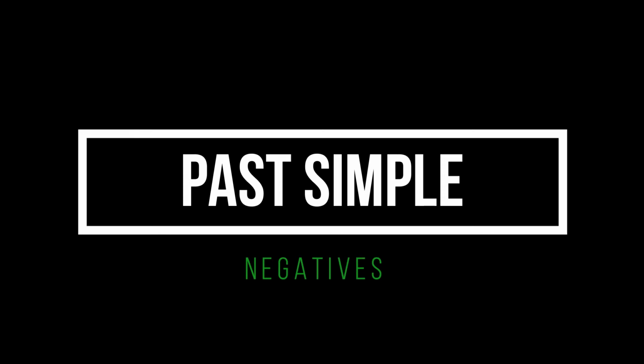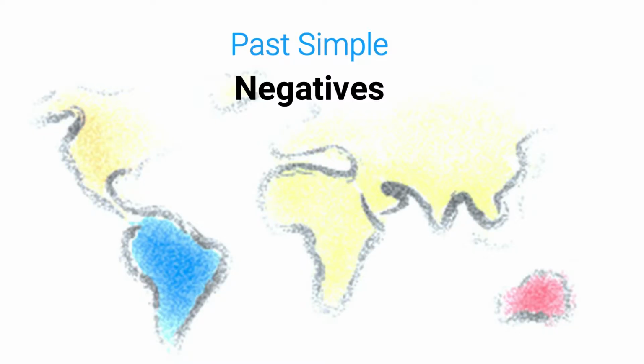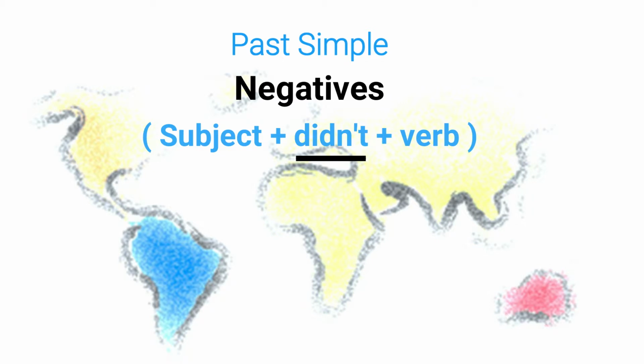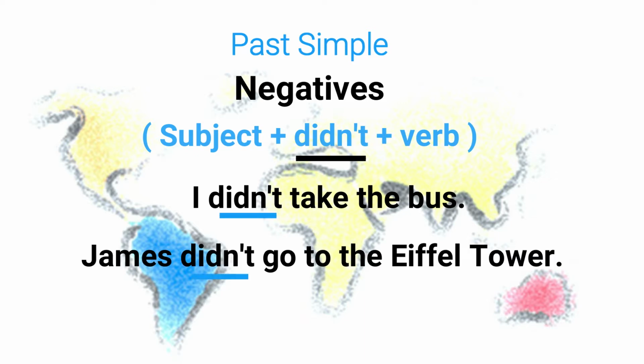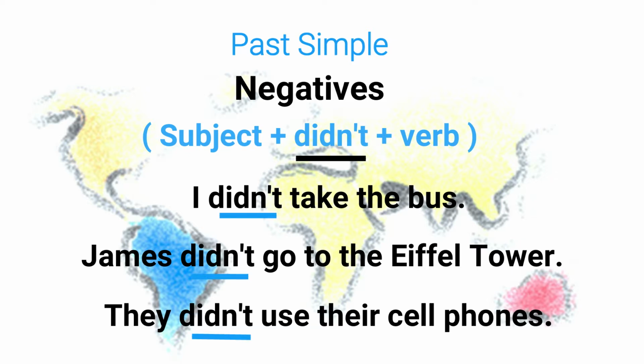Let's take a look at negatives in the past simple. To make a sentence negative in the past, I need to add the auxiliary didn't, which is the contraction for did not, before my infinitive or the verb. For instance, I didn't take the bus. My auxiliary didn't comes before my verb take. James didn't go to the Eiffel Tower. And they did not use their cell phones, or didn't.